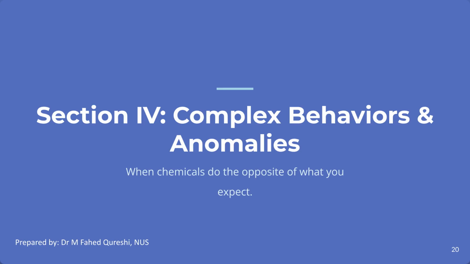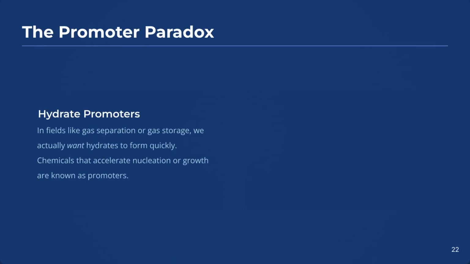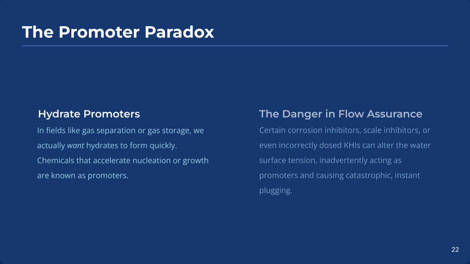Sometimes, chemical additives do the exact opposite of what we expect. This is the promoter paradox. Under certain conditions of concentration, pressure, and chemistry, what should be an inhibitor can actually act as a powerful catalyst for hydrate formation. While promoters are useful in gas storage applications, they are dangerous in flow assurance. Even minor doses of corrosion or scale inhibitors can inadvertently accelerate hydrate plugging.